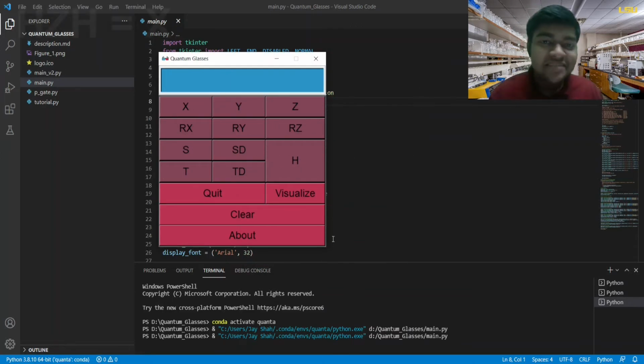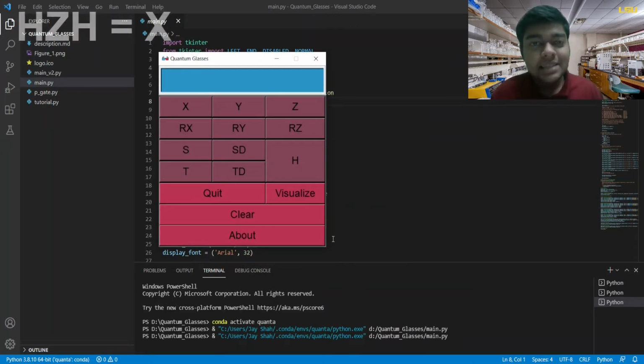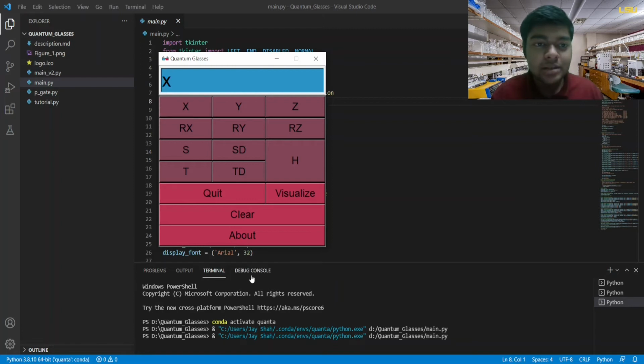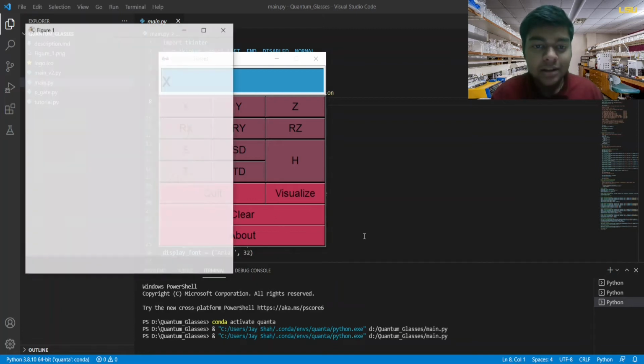So, our very first identity is displayed in the top left of your screen, which is HZH equal to X, where H is the Hadamard gate, Z is the Pauli Z gate, and X is the Pauli X gate or quantum NOT gate. So let's first visualize the right hand side of this identity, which is X. Let's see what effect it has.